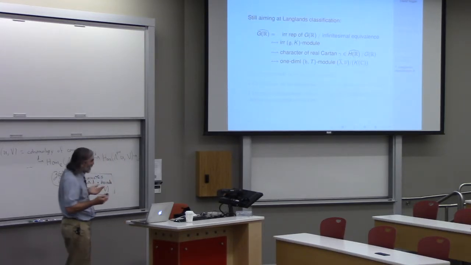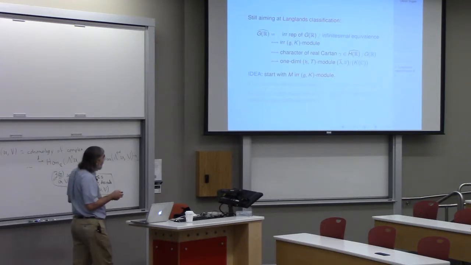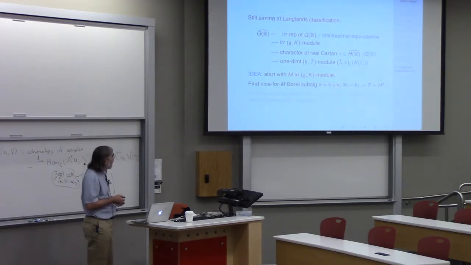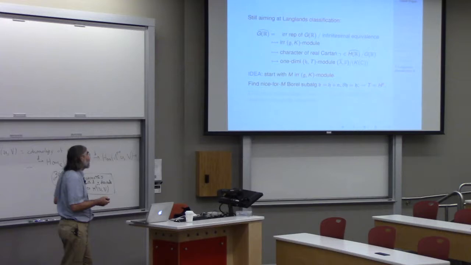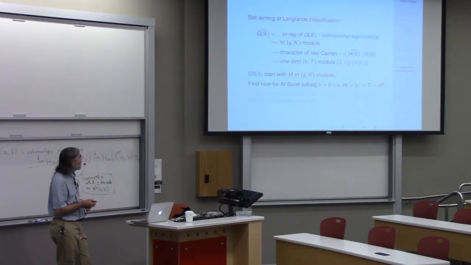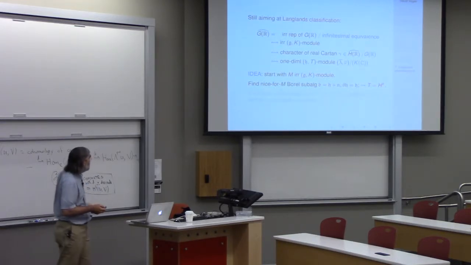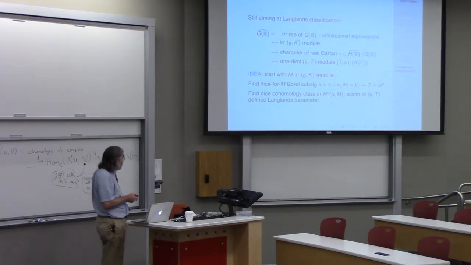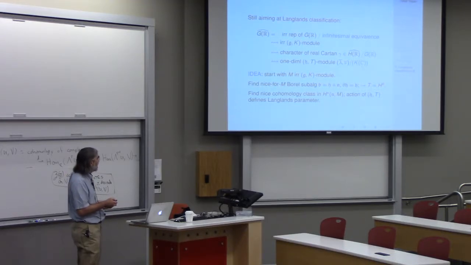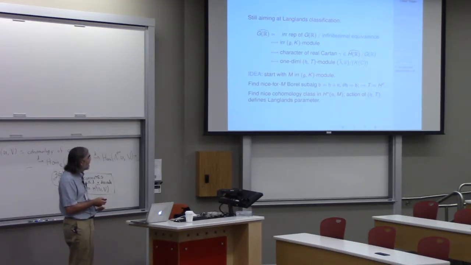Okay, so how are we going to get at that? We're just going to start with an irreducible GK module, and somehow I want to find a Borel subalgebra with a theta-stable Cartan, which is nice with respect to this module. That requires explanation. So you look at the fixed points of theta on the Cartan subgroup, and then you look at the N cohomology of M, and what you want in this niceness thing is that you can find a cohomology class.